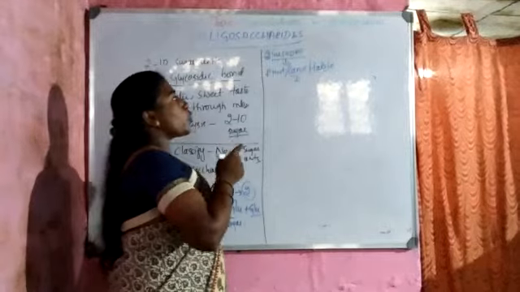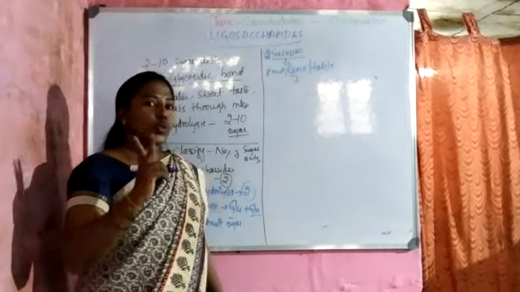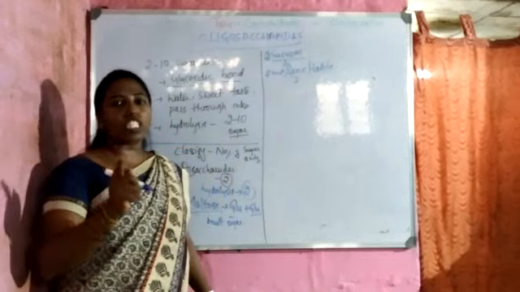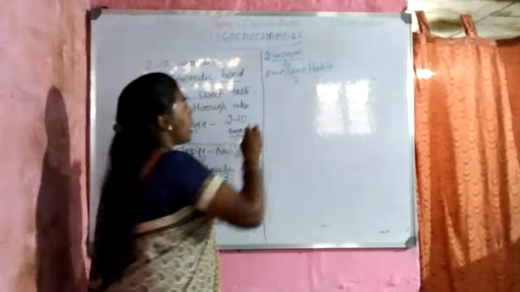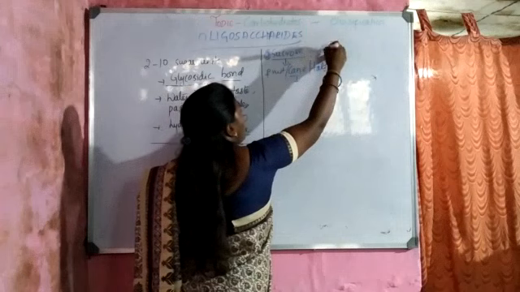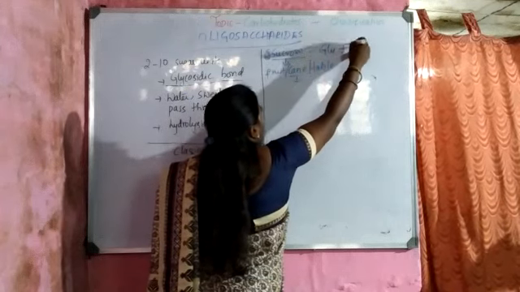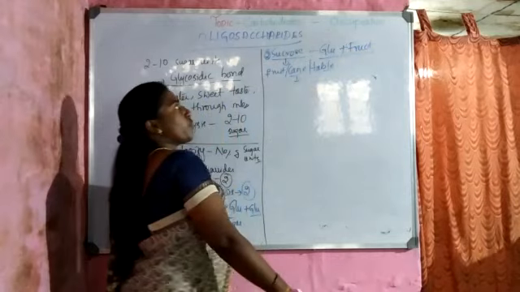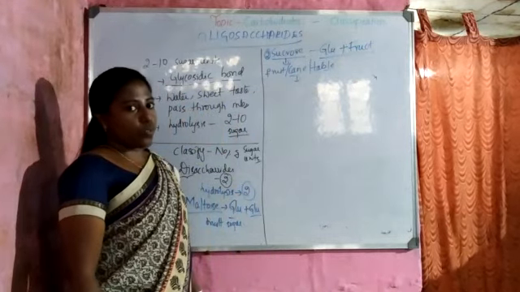Okay, so sucrose is made up of two monomers: one is glucose, another one is fructose. Okay, sucrose is made up of what? One unit of glucose and one unit of fructose. So we are calling it sucrose.